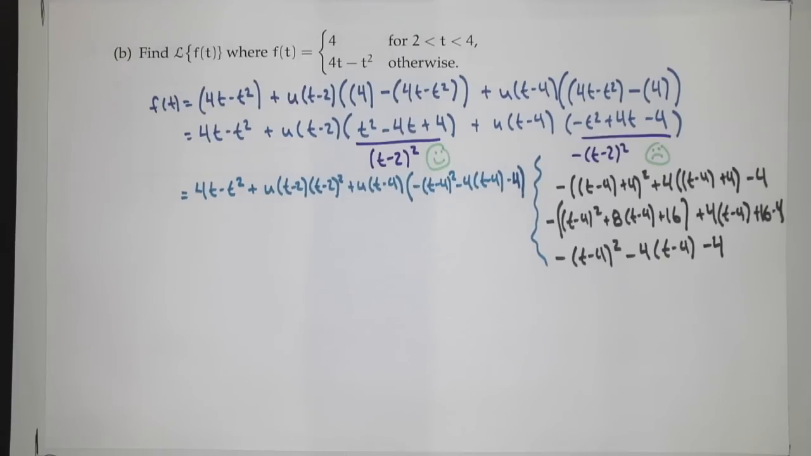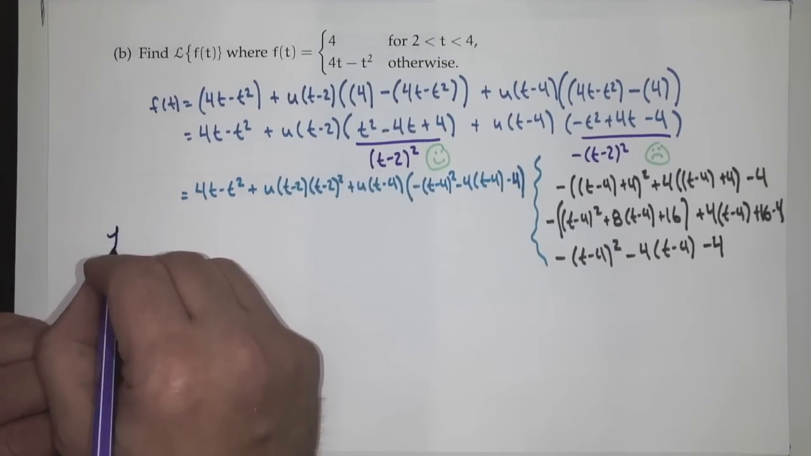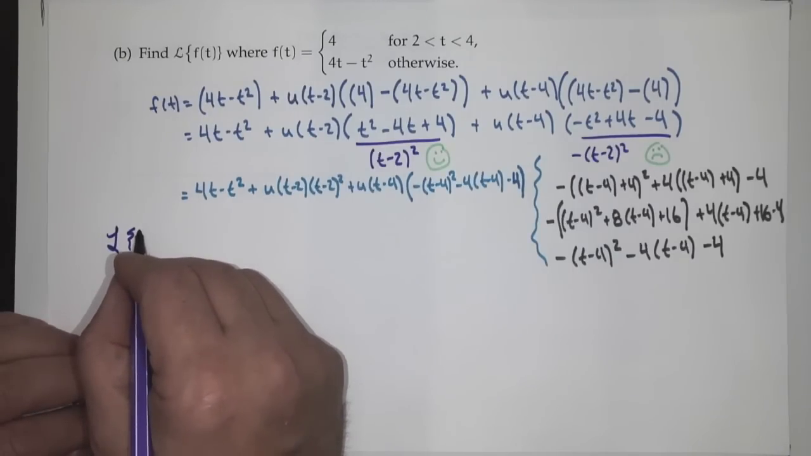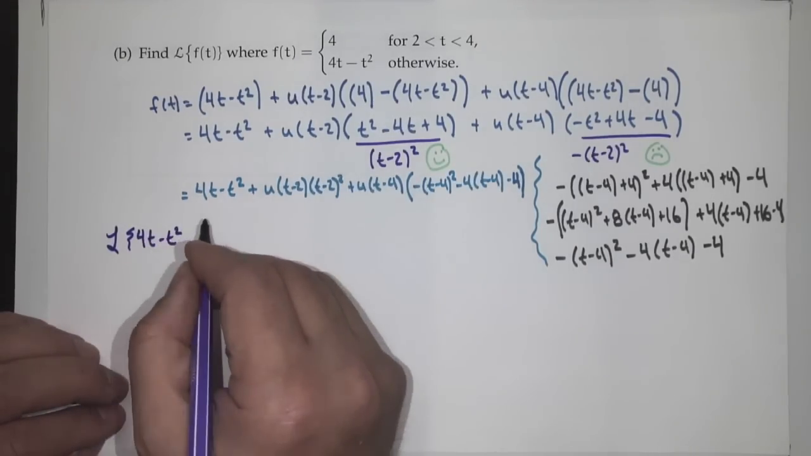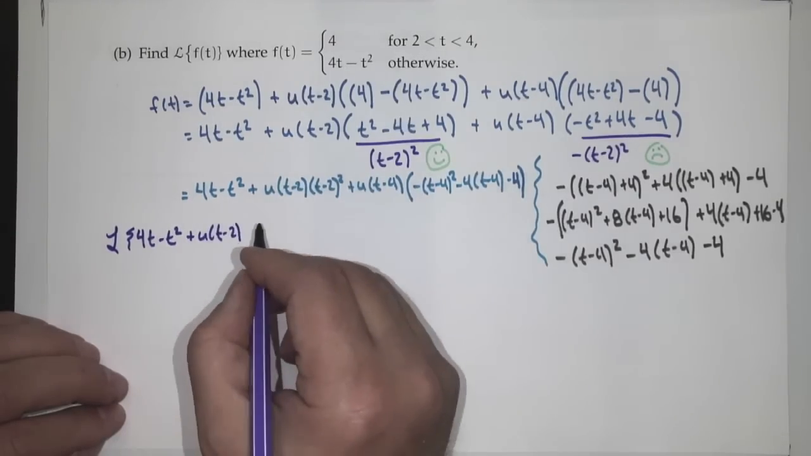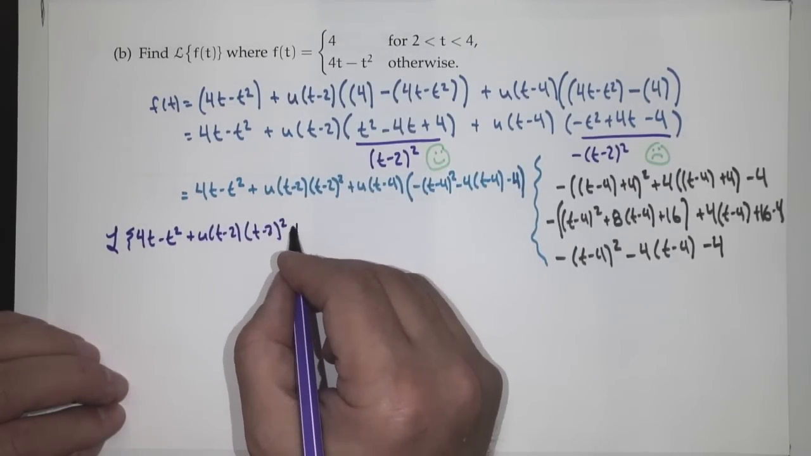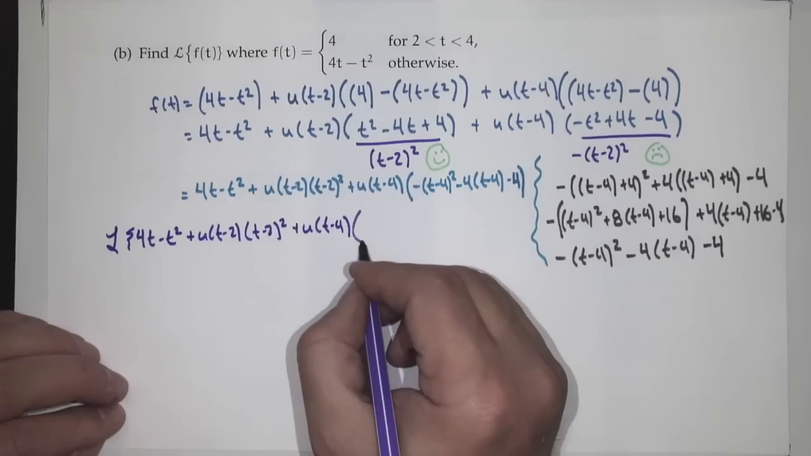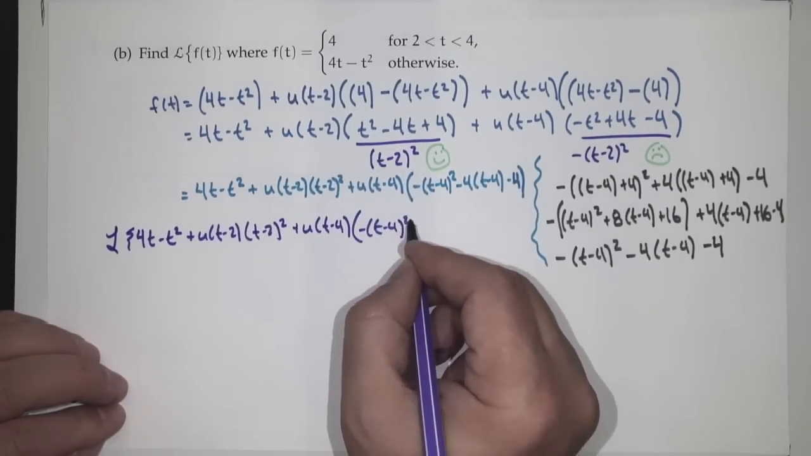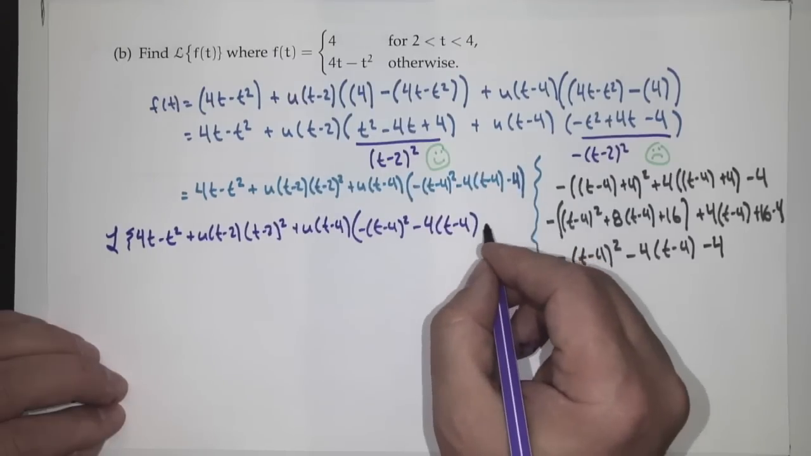Good. Now that you've rewritten your piecewise function, we take the Laplace. Most of the work is in learning to rewrite. I guess the other part that's most of the work is learning to use your table. So, piece by piece: Laplace of 4t minus t squared, u of t minus 2, t minus 2 squared, u of t minus 4, minus t minus 4 squared, subtract 4 t minus 4, subtract 4.